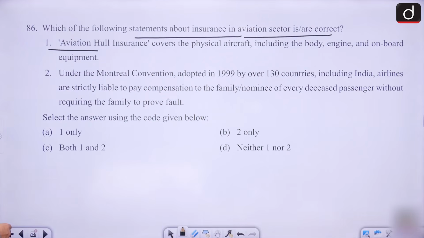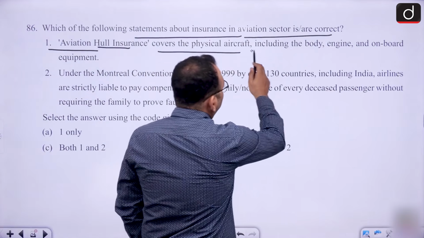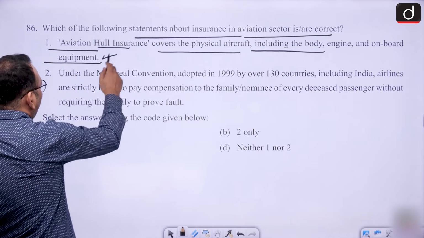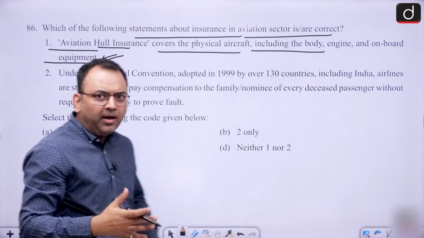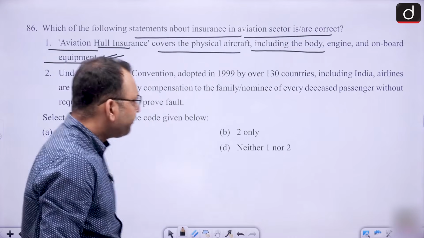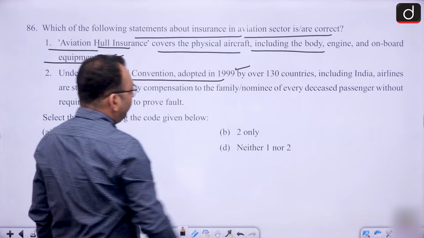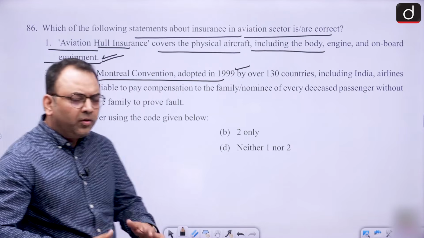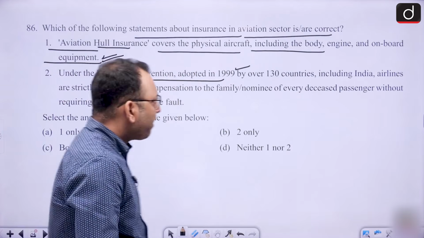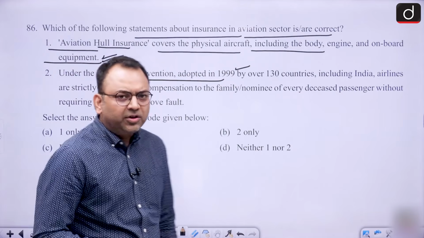In this case, aviation hull insurance covers the physical aircraft including the body, engine, and on-board equipment. Friends, this is totally correct because this is what hull means, the total structure of the aeroplane. And under the Montreal Convention of 1999, of which nearly 140 countries are members as of now, including India, they have to pay compensation to the victims.